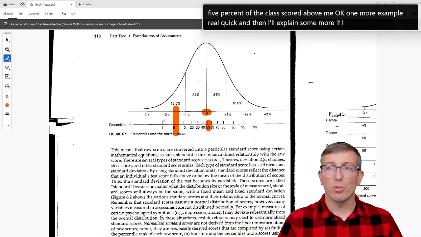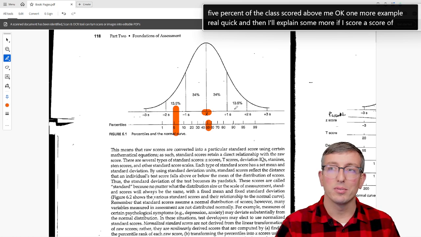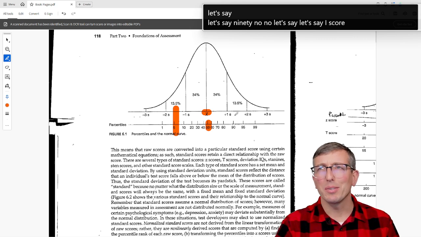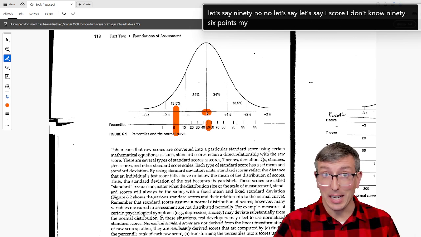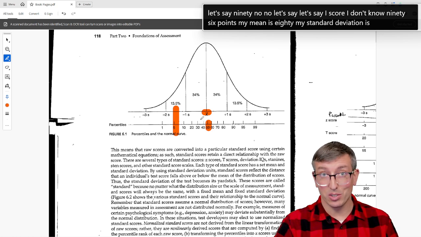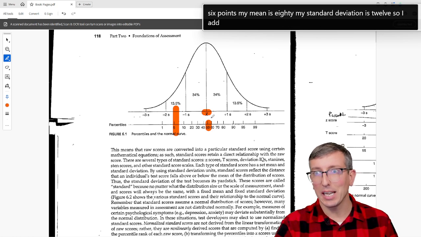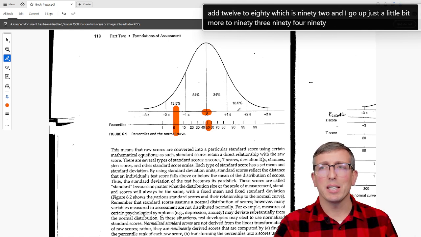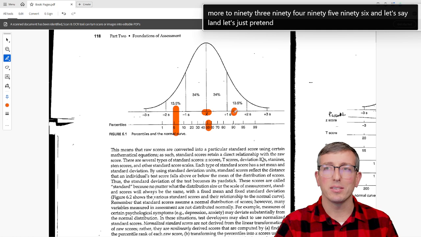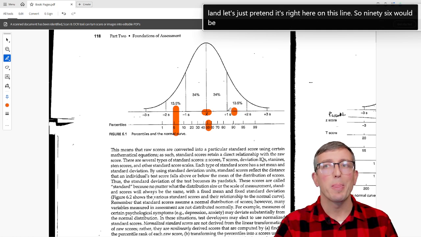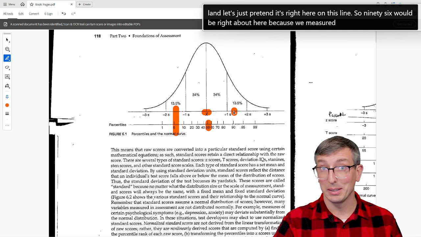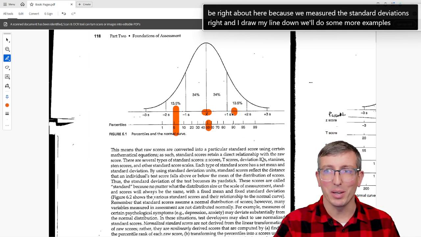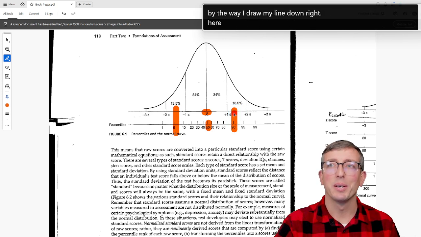Let's say I score, I don't know, 96 points. My mean is 80. My standard deviation is 12. So I add 12 to 80, which is 92. And I go up just a little bit more to 93, 94, 95, 96. And let's just pretend it lands right here on this line. So 96 would be right about here because we measured the standard deviations, right? And I draw my line down right here. We'll do some more examples of this, by the way.